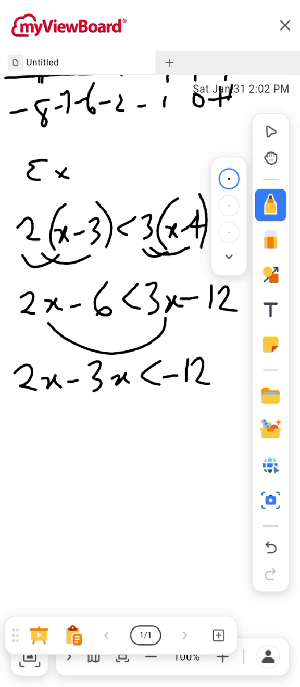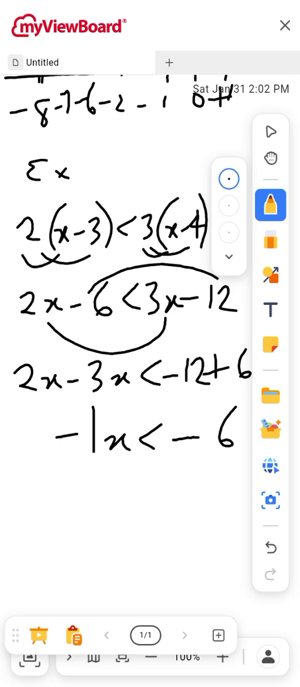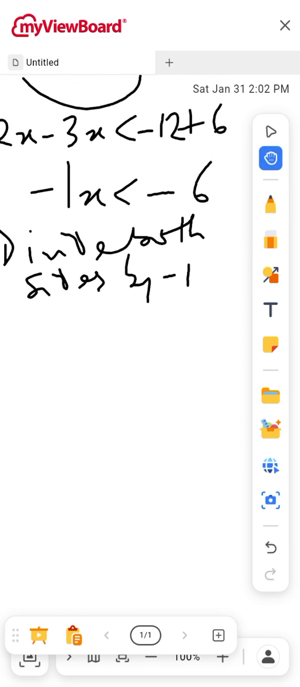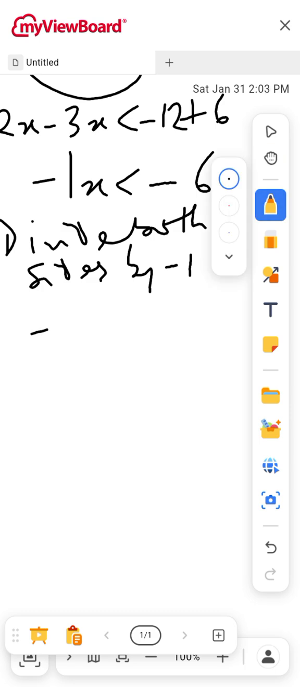Minus 12. When you bring minus 6, I have plus 6. 2x minus 3x is minus 1x, less than minus 12 plus 6, that's minus 6. At this junction, we want to divide both sides by -1. So we are dividing by a negative coefficient. Remember I told you, under inequality, when we divide by a negative number, the inequality sign will change.